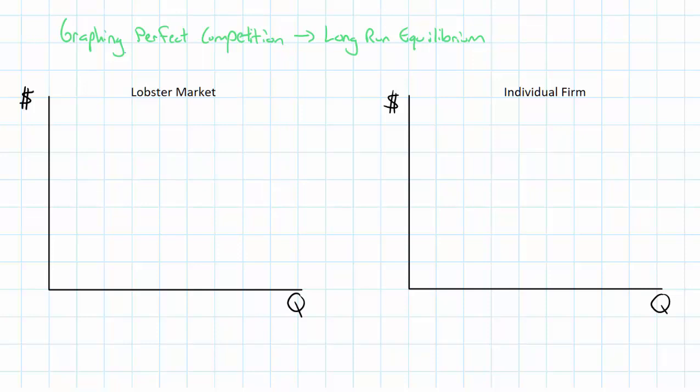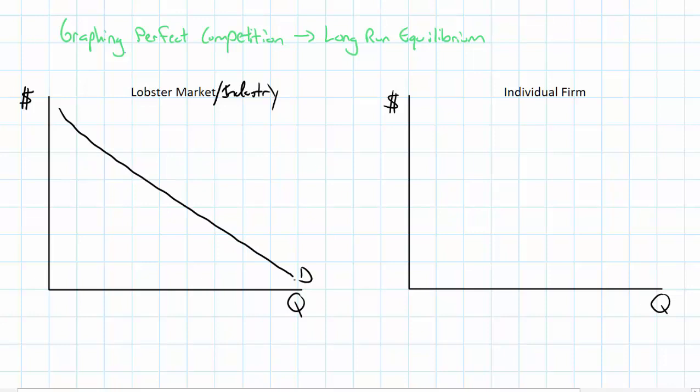The graph on the left is usually going to be the one reserved for the market or for the industry. You might see the word industry instead. And the graph on the right is going to be for the individual firm, the individual farmer, the individual business, whatever it ends up being. The graph on the left is going to be what you've actually been working with already. It's going to be a basic supply and demand graph. So I'm going to have my downward sloping demand curve and an upward sloping supply curve.